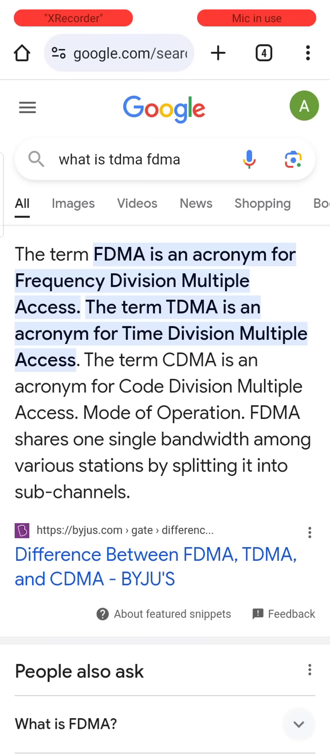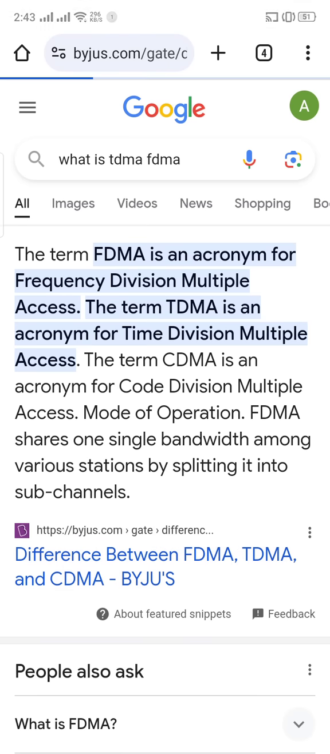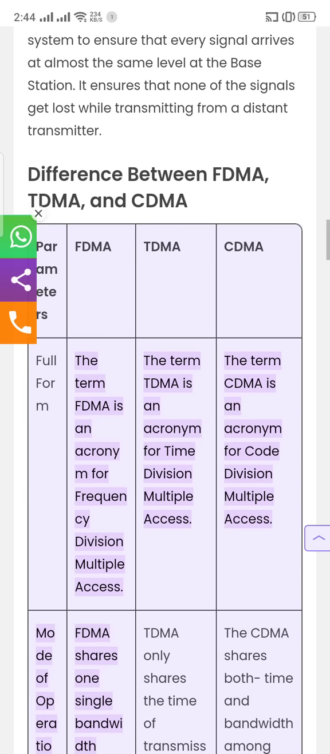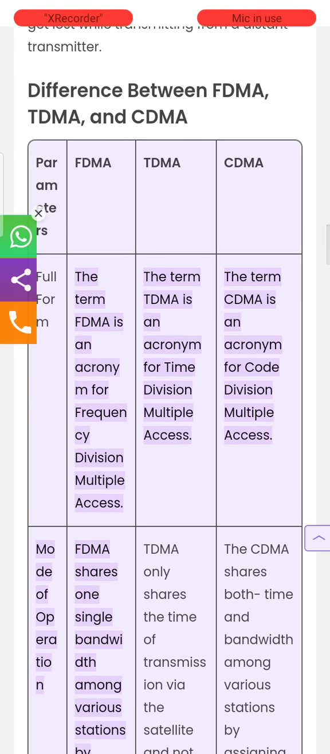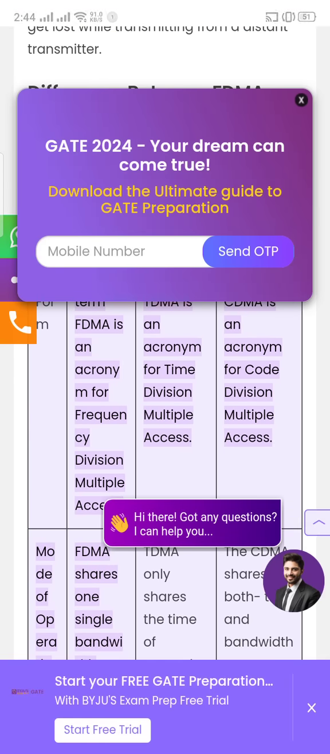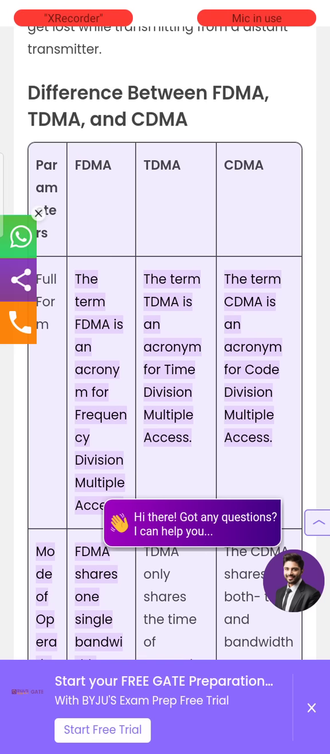What is TDMA, FDMA and CDMA? The term FDMA is an acronym for frequency division multiple access. The term TDMA is an acronym for time division multiple access. The term CDMA is an acronym for code division multiple access.